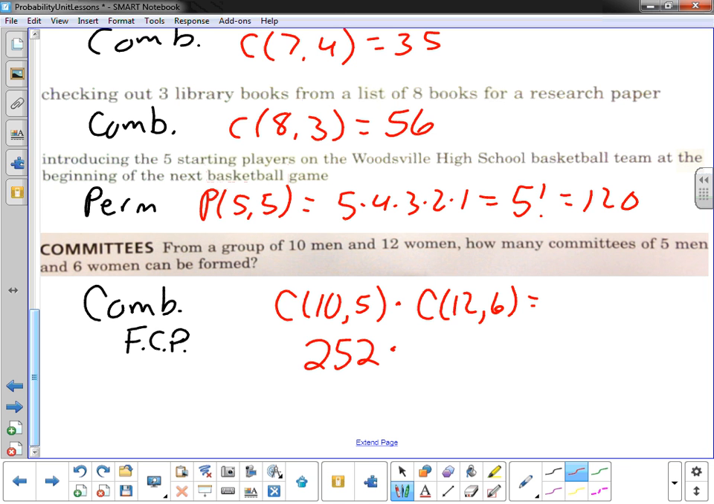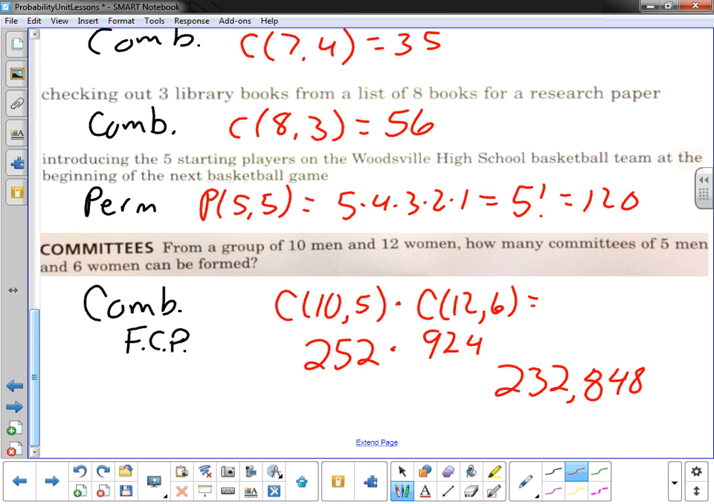Well, now I also have to do the women. How many ways can I get all of those women? Well, there's 924 ways to get the 6 women from that group of 12. Now, if I multiply those 2 values, I get 232,848 committees can be formed from these 12 people.